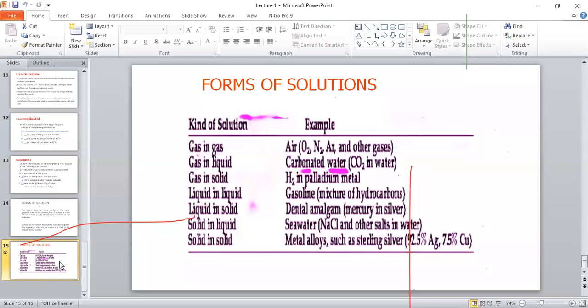Gas in gas solution. Like I gave you an example before of air. Air is gas in gas solution. So we have nitrogen, oxygen, argon, and so on. But the solvent there, like I mentioned to you, is nitrogen, because that's the one that is present in the highest concentration, highest amount.